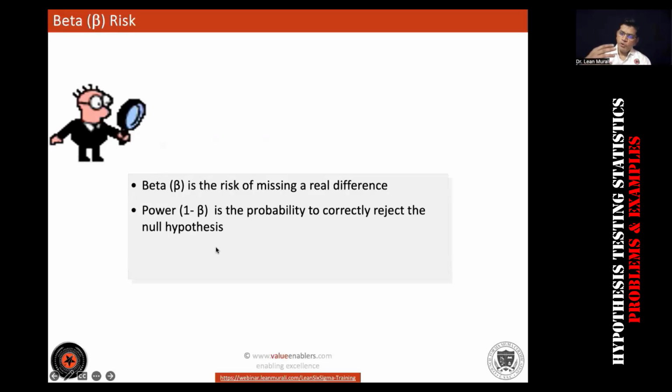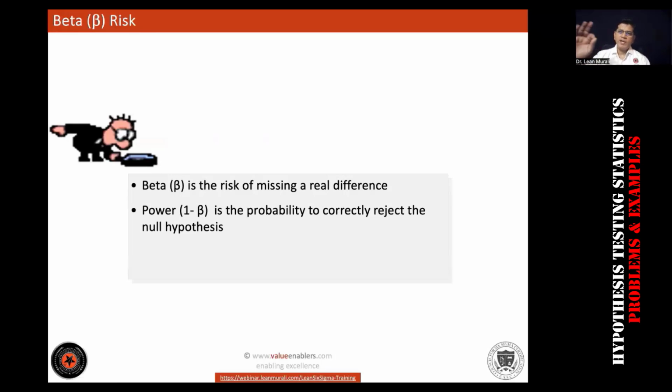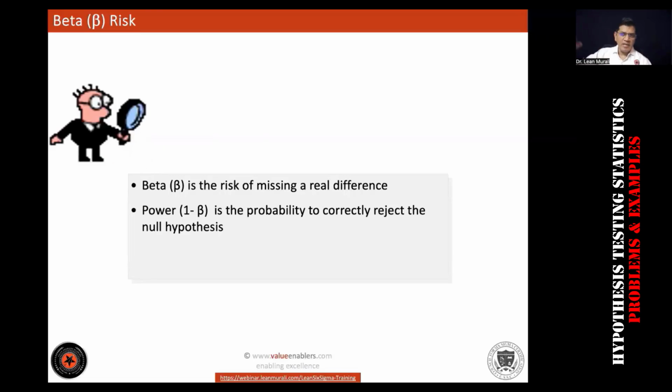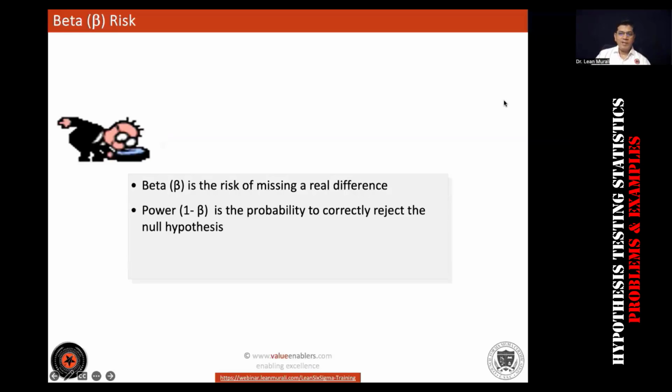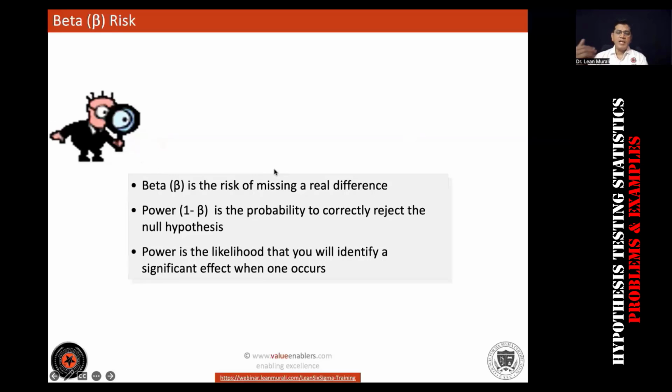So if you produce large evidence, then you can correctly reject. That's why in manufacturing we say increase the sample size so that you are able to detect the difference and correctly reject the null hypothesis. To this extent I can tell you. Those of you who understood well, and if it is clear to you, you can give me a 9 or 10. If you have not understood, it's absolutely fine. So power is the likelihood that you will identify the significant effect when it happens.